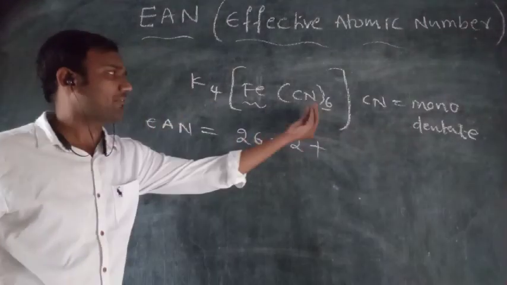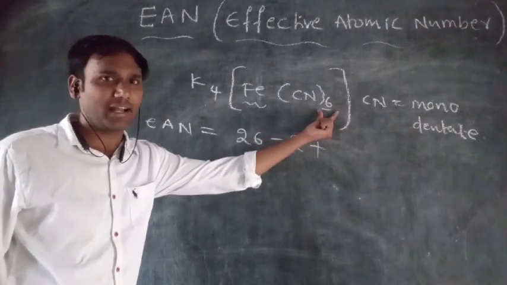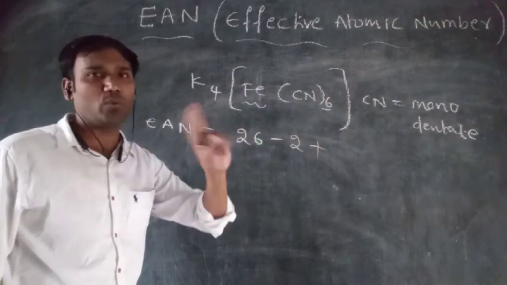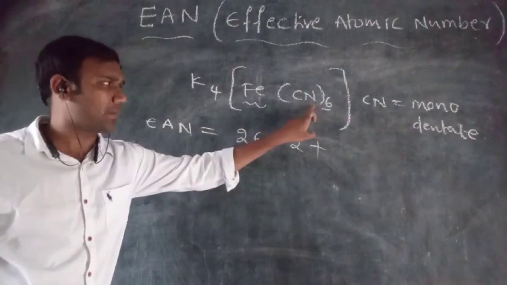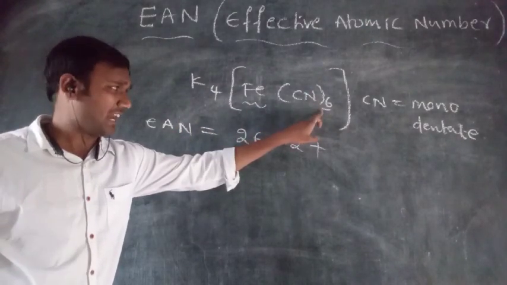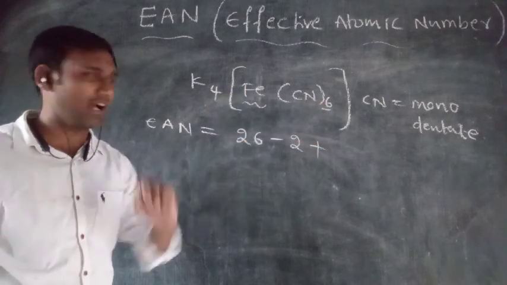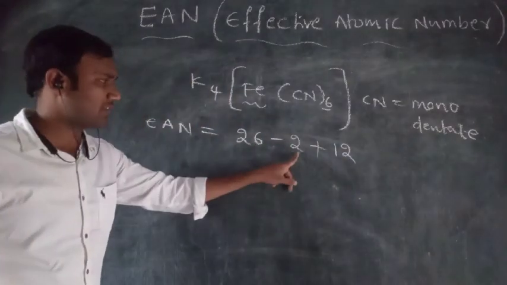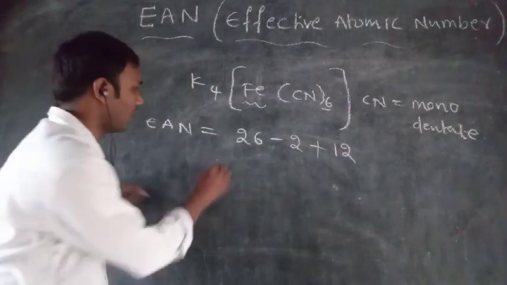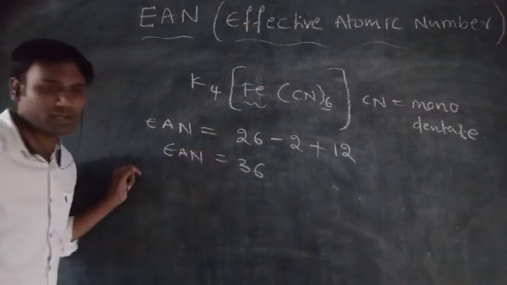Plus the number of electrons gained from the ligand. How many ligands are present here? 6 ligands are present, and each ligand donates 1 electron pair. 1 electron pair is nothing but 2 electrons. So 6 ligands donate 6 electron pairs. 6 electron pairs is how many electrons? 12 electrons. Right? So now 26 minus 2 is 24, and 24 plus 12 is 36.